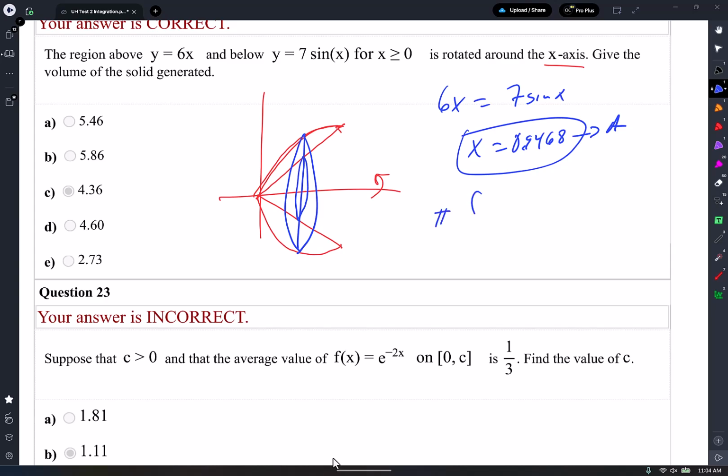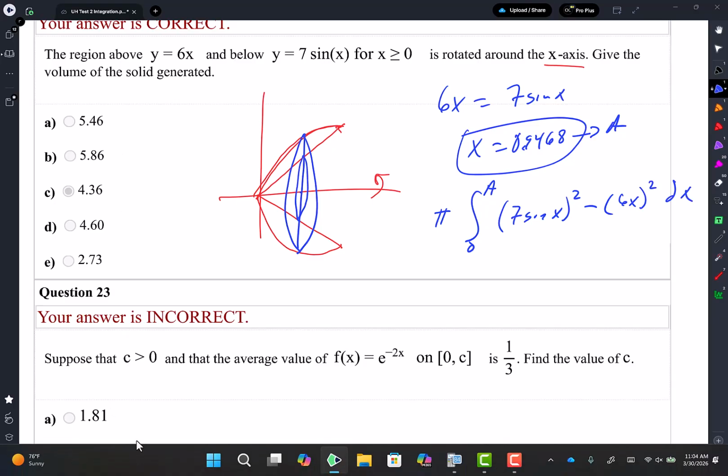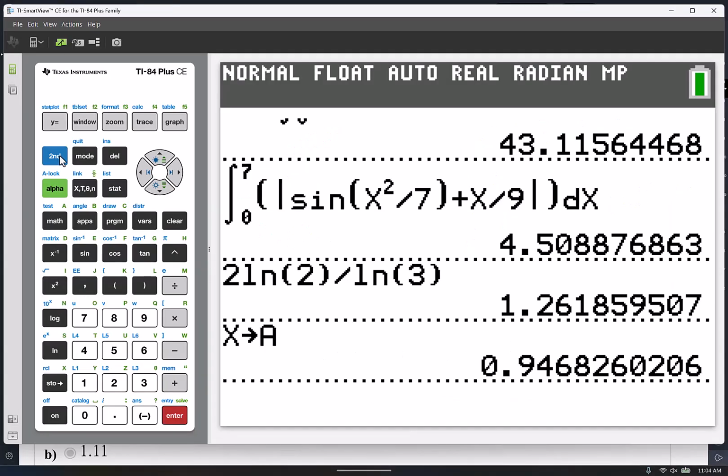Pi on the outside, integral 0 to A, big R, distance from the x-axis to the sinusoid, parenthesis, 7 sine x, close it, squared, minus little r, distance from the x-axis to the linear line, so minus 6x, close it, squared, and then dx. There it is. Type it into the calculator, guys. Put pi in the front.